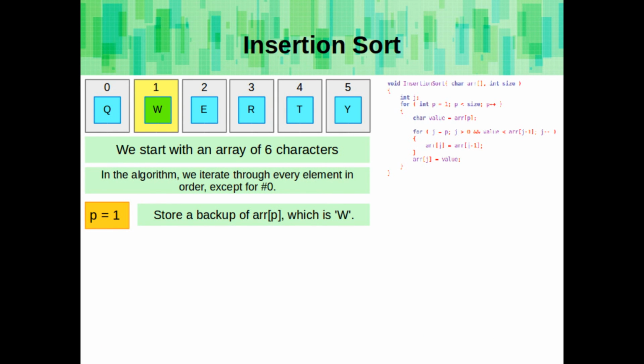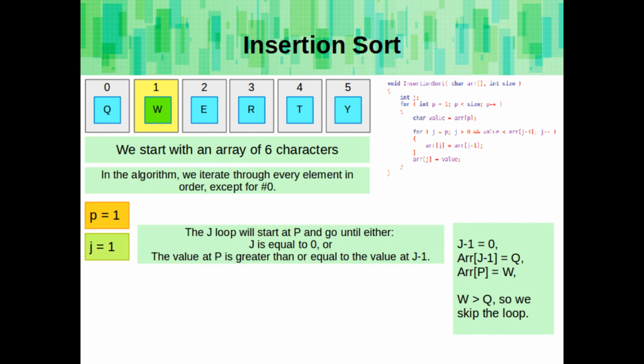Here we start with an array of 6 characters. In the algorithm, we iterate through every element in order except for number 0. So we start with p equals 1. We store a backup of the value in the array at position p, which here is w. The j loop will begin at p and go until either j is equal to 0 or until the value at p is greater than or equal to the value at j minus 1. So here, w is greater than q, so we're going to skip the j loop.